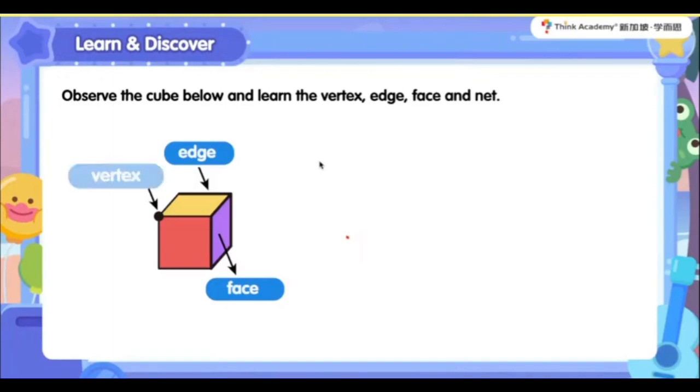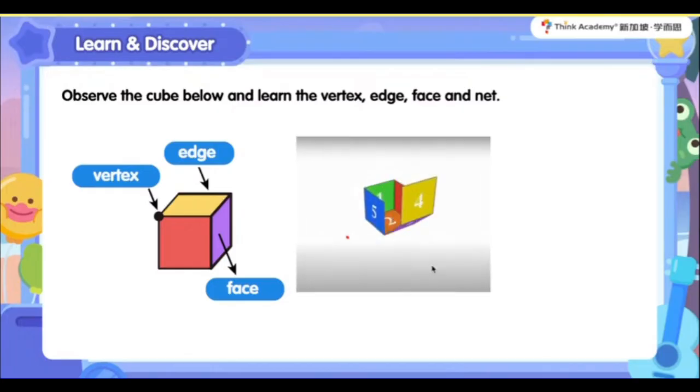And then we can also see vertex. Here are the lines, the edges that meet at a point. We say this is a vertex. The cube has 8 vertices. Okay, so as for the net, we can imagine that if the cube is made of paper, after we unfold it, how will it look like?